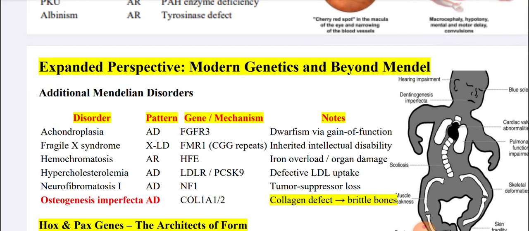So these principles of inheritance, they don't just explain disease, they explain how organisms are built in the first place, the architecture of life.